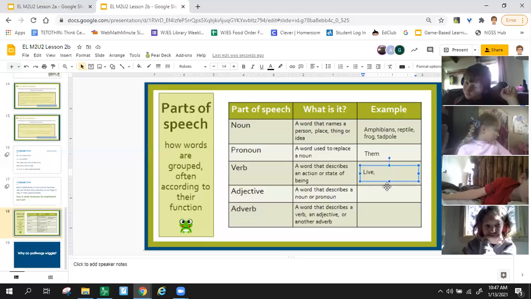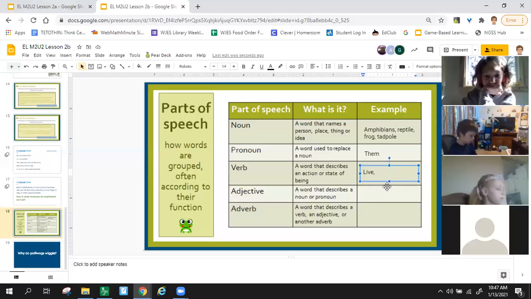Anybody else? Cole's got his hand. He's thinking about it. Anybody else? Miss Ellie, any ideas? Haley, any ideas? Action words. Have. Haley, go for it.